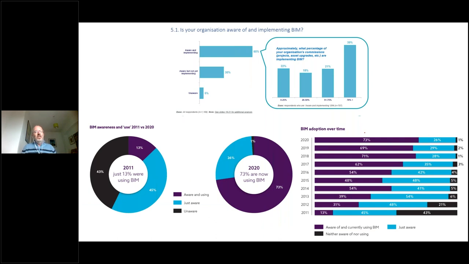Talking about BIM, and Pam mentioned earlier the UK BIM Alliance's State of the Nation survey. This shows 65% of respondents aware of and using BIM. This is broadly in line with similar data from NBS's 10 years of surveys, which have shown awareness, adoption and use growing since 2011, from 13% use in 2011 to 73% of the sample in 2020.